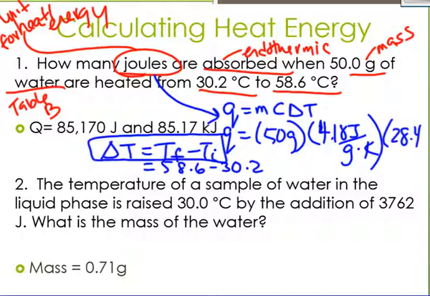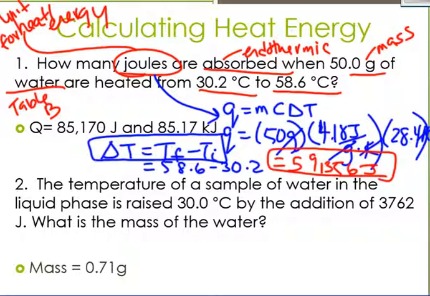The difference would be in Kelvin or Celsius. It's still a difference. Kelvins cancel out, grams cancel out, and we're left with joules. And we get an answer of 59,356 joules when we just multiply those all across in our calculator.